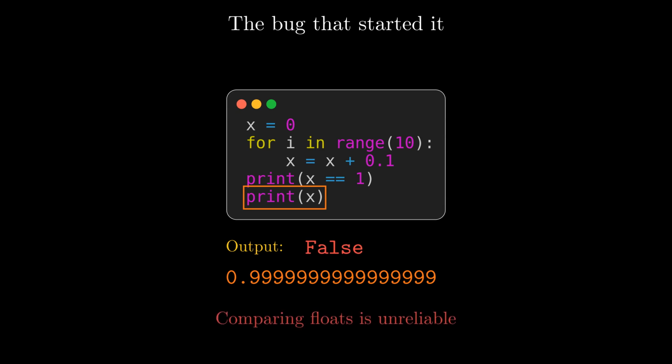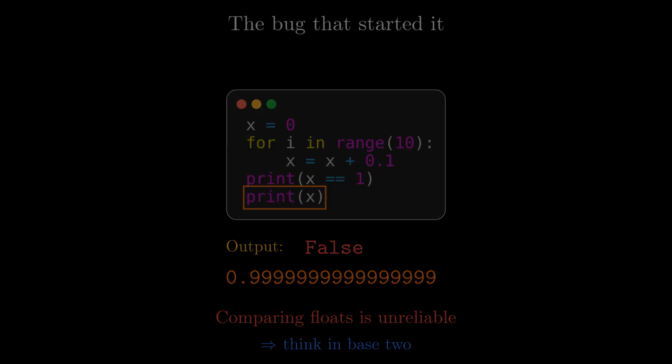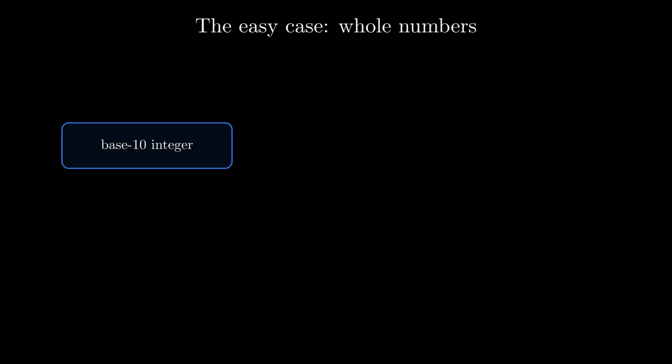This is the core problem. If we can't reliably compare floating point numbers, our programs can silently break. The fix starts with understanding how these numbers live inside the machine, and that means thinking in base 2. To understand storage, start with the easy case, whole numbers.